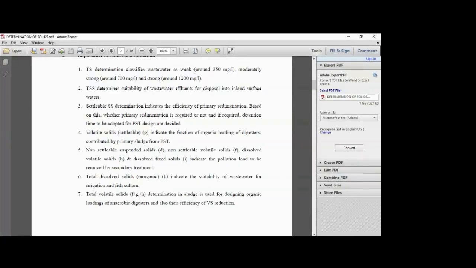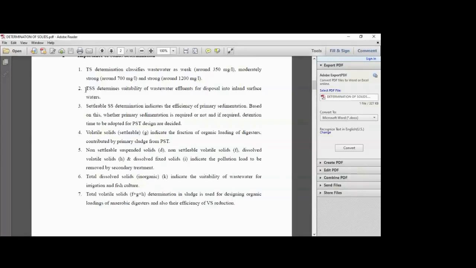So depending upon the concentration of your total solids, we can classify your water, wastewater or sewage. If your total solids concentration is around 350 mg per liter, we can say that the wastewater is weak. If the concentration is around 700 mg per liter, the wastewater is moderately strong, and the sewage is strong when the solids concentration is around 1200 mg per liter. So depending upon the concentration, you can classify the wastewater.